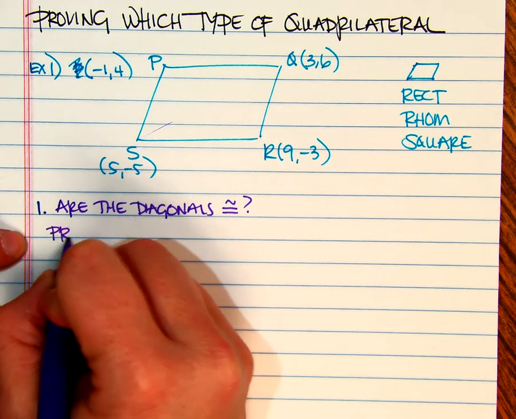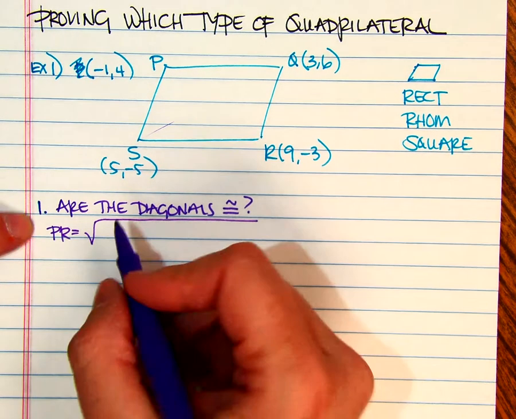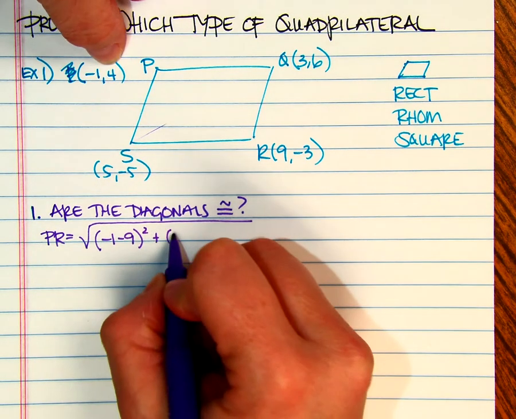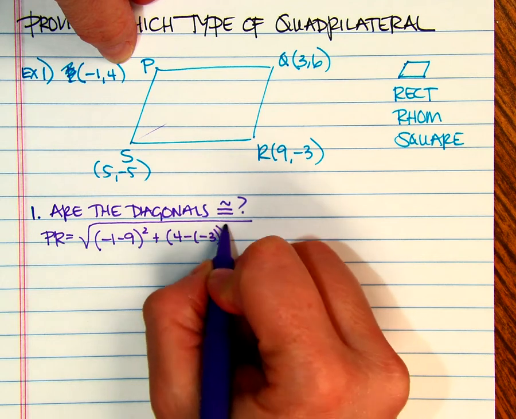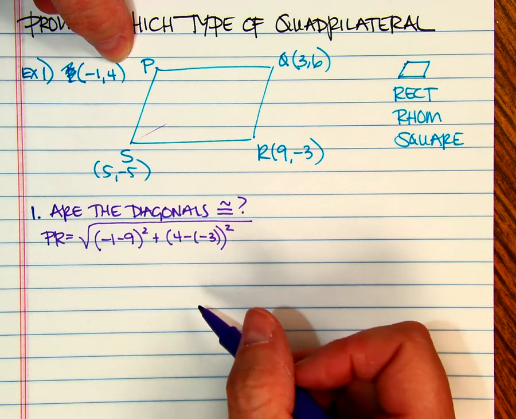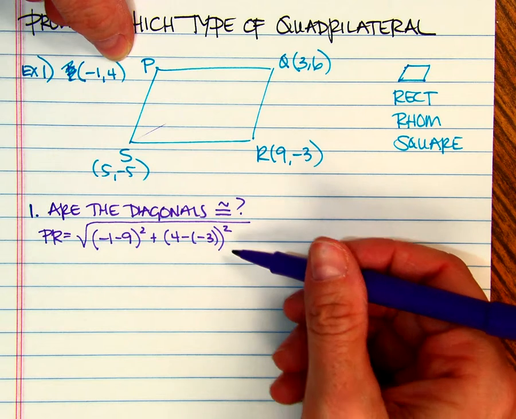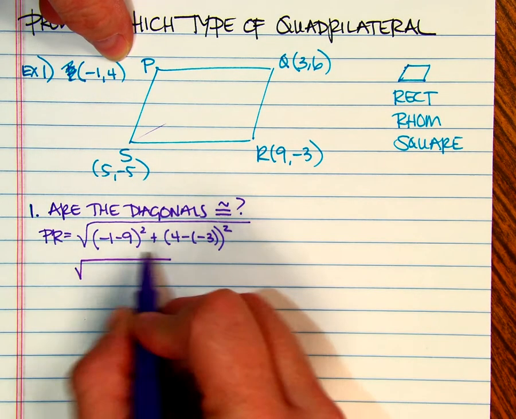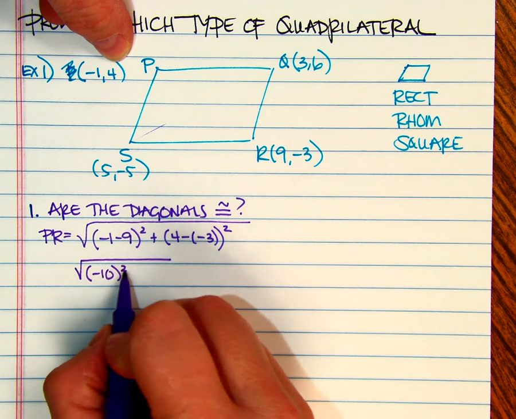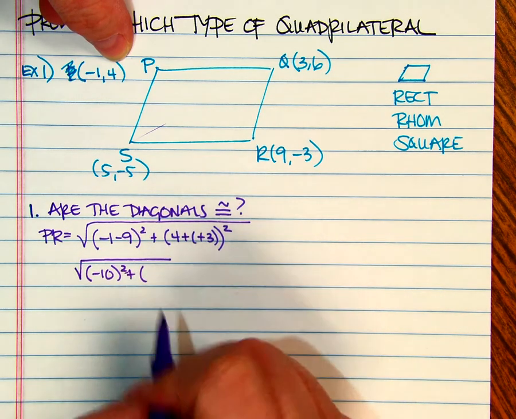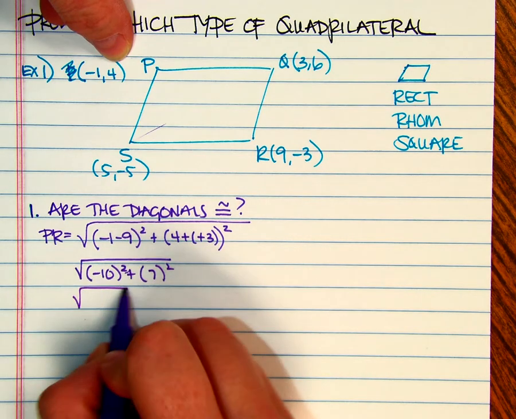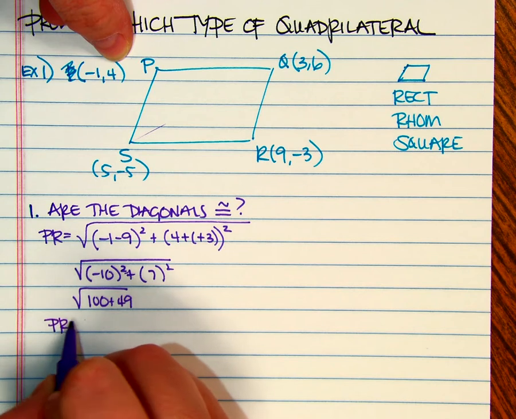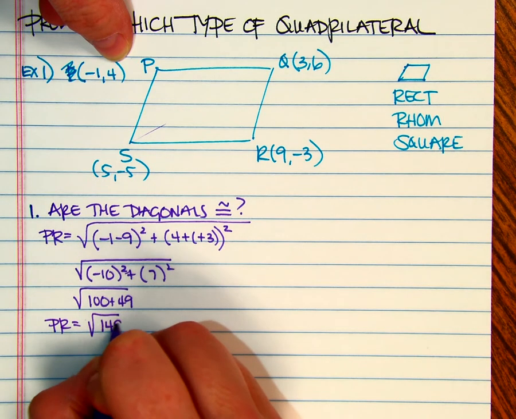So I'm going to use PR, and I'm going to use the distance formula. So PR is the square root of (-1 minus 9) squared plus (4 minus -3) squared. Because this should not be new to you, you might want to pause the video now, try it on your own, and then follow my work and see if we get the same answer. So the square root of (-10) squared plus 7 squared. So I get 100 plus 49. So PR is going to equal the square root of 149.